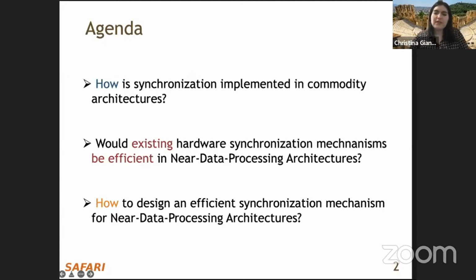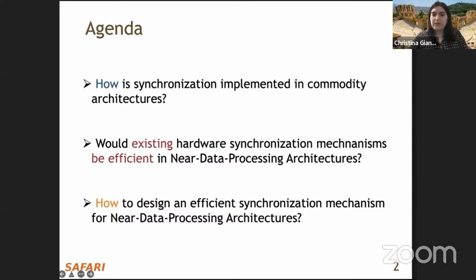First, we will see how synchronization is implemented in commercial architectures, like, for example, CPUs and GPUs. Then we will discuss if these synchronization approaches can be implemented in near data processing systems, if they are efficient, and what is different, what is new in near data processing systems in the context of synchronization. And finally, we will see the design of Synchron, which is an efficient synchronization mechanism targeting near data processing architectures.